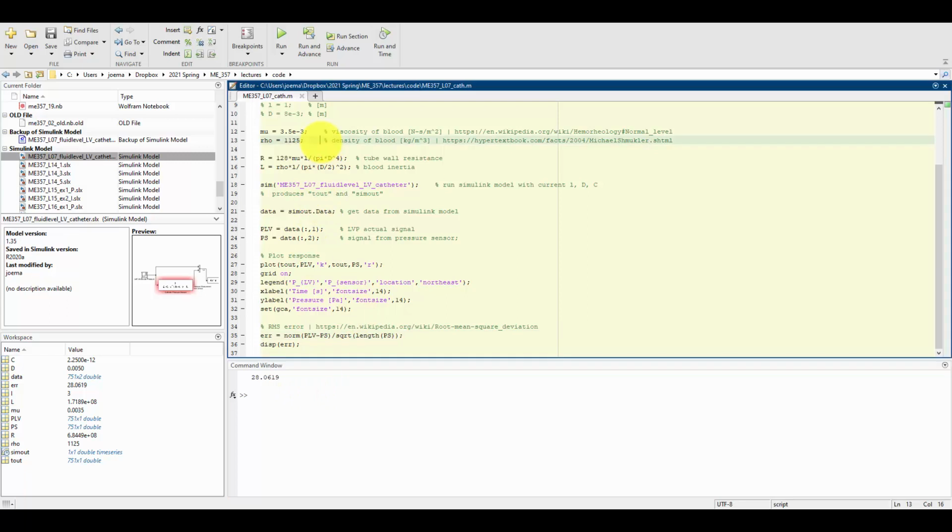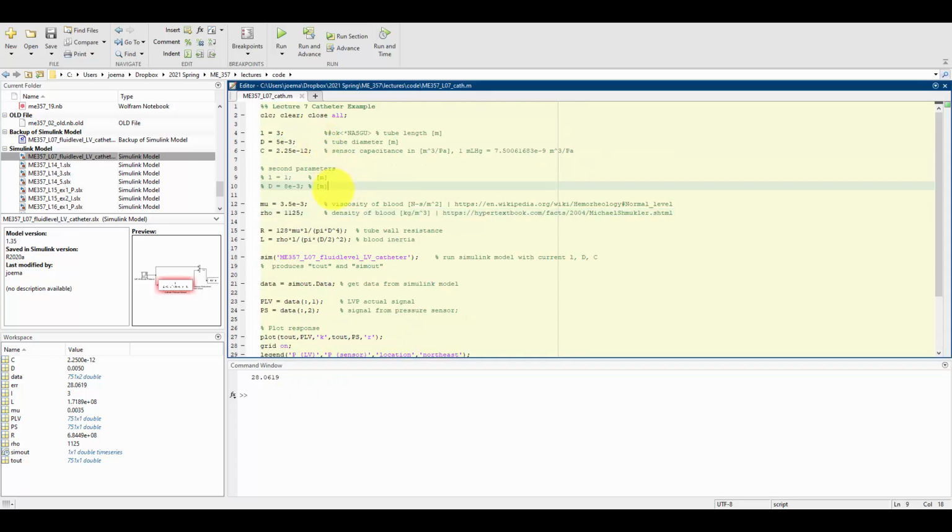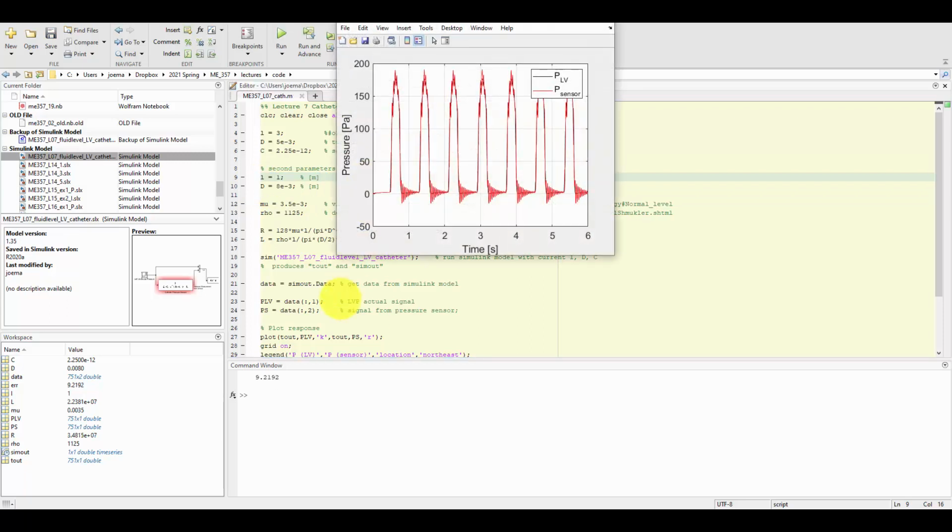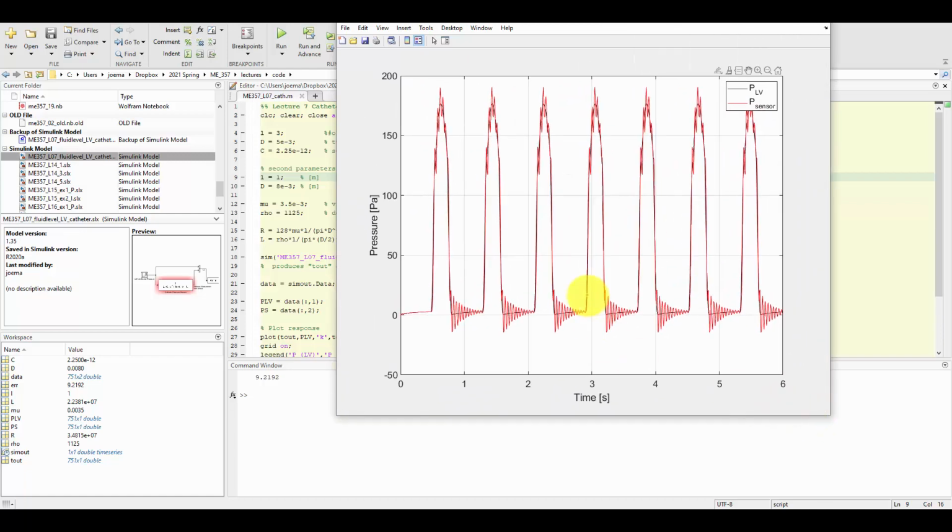So first design 28.1. Let me go back to the second design and see what its RMS error is when I run this. It's only 9.2. It's much lower than it was from the first design. And we can see qualitatively that the points of the sensed measurements are closer in this design than the first design to the actual left ventricular pressure. So we should expect that RMS error to go down.